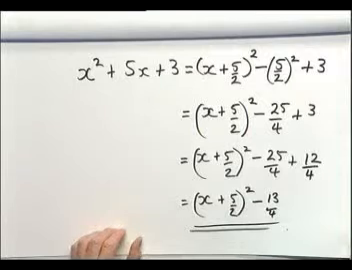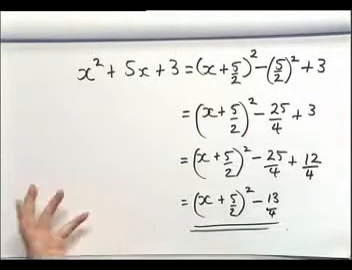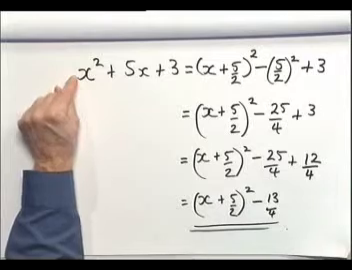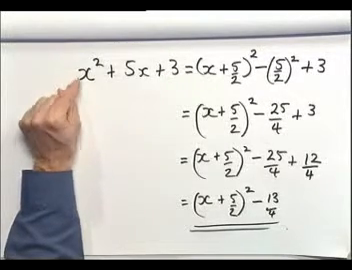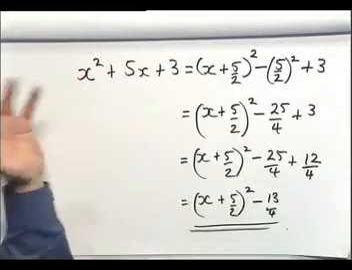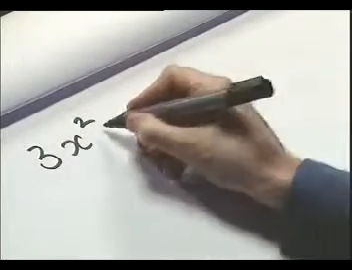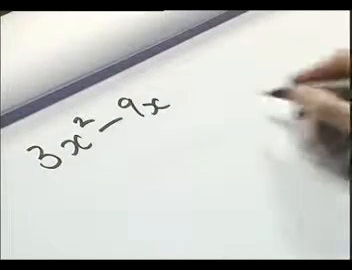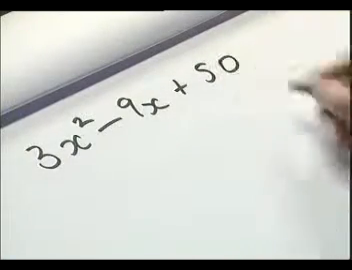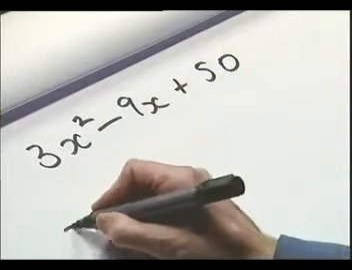This process now seems to be working quite well. But of course we haven't dealt with every kind of quadratic expression we could have, because so far we've only had a unit coefficient here in front of the x squared. We haven't had another number like 2 or 3 or whatever. So let's have a look at what we would do in that case. So we have 3x squared minus 9x plus 50. What do we need to do to begin with?